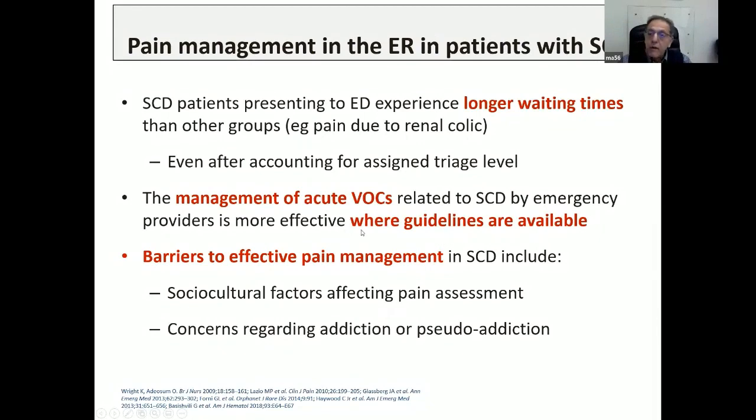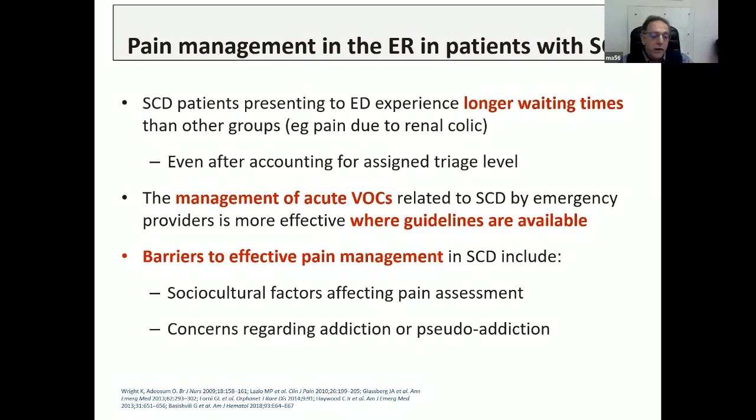Another area where hematologists, pain specialists, nurses, and ED staff, both from the sickle cell clinic and the ED, have to get together to develop guidelines that are applicable in a certain institution. We know that there are universal guidelines for pain management. These are clear: hydration, not overhydration, opioids, etc. But these need to really be suitable for a particular emergency room.